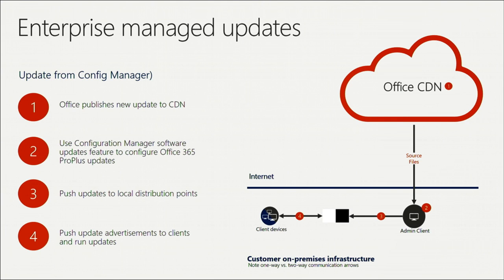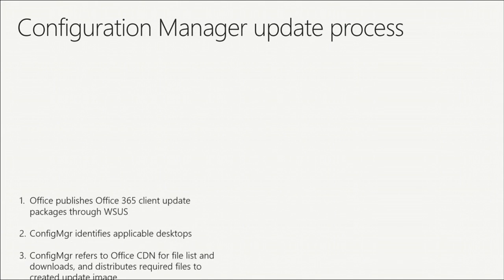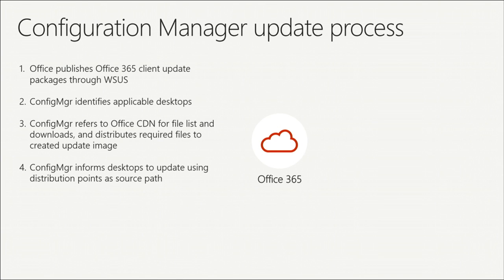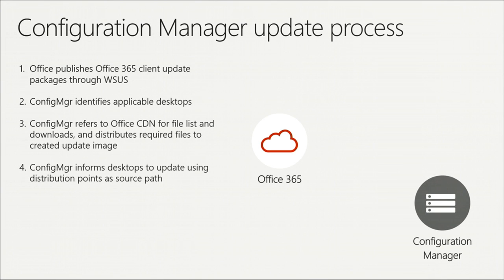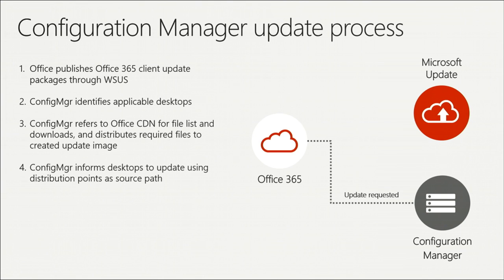Let's take a little deeper dive into the actual Configuration Manager update process and what's going on in the back end. You'll start here with the Office 365 Cloud and Office CDN. So Office will publish that Office 365 client update package through WSUS. Config Manager is then going to identify the applicable desktops that will receive this update, and will pay respect to any automatic deployment rules that you have. Config Manager will refer to the Office CDN file list and distribute the required files. So it's first going to request the update, it's going to receive it, and then we'll go into the final step.